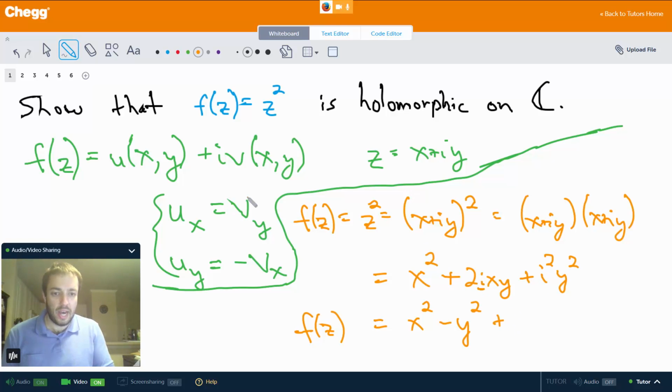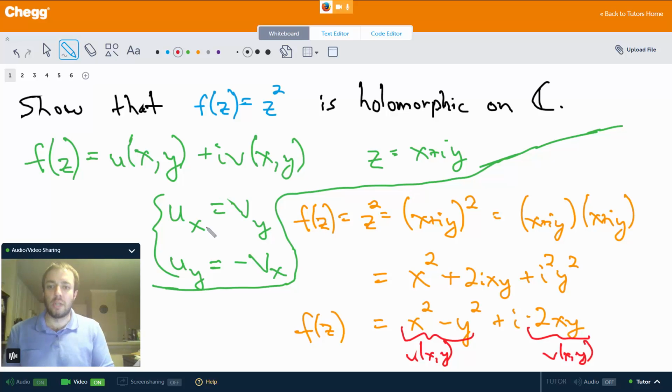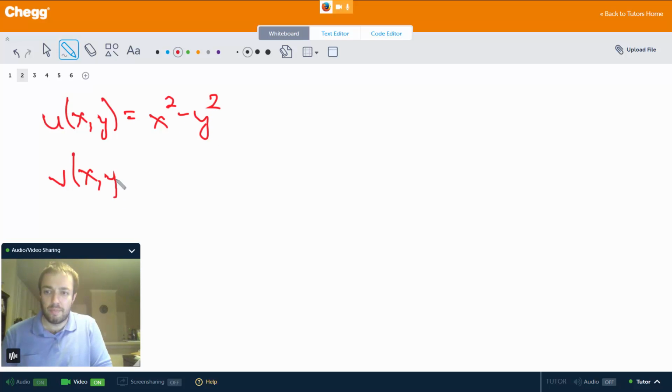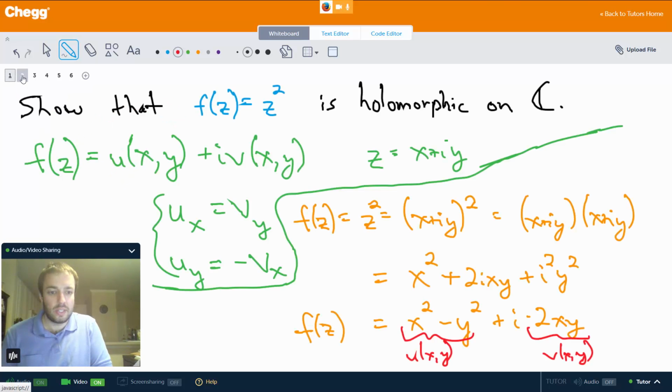And then we have plus i times 2xy. Okay, so then remember we want the form u of xy plus iv of xy. So here is our u. This is our u of x comma y, and this is our v, 2xy. Okay, so let's go ahead and go to the next page, and then on that page we're going to want to show that u and v satisfy the Cauchy-Riemann equations. So remember we have u of xy equals x squared minus y squared, and v of xy equals 2xy.